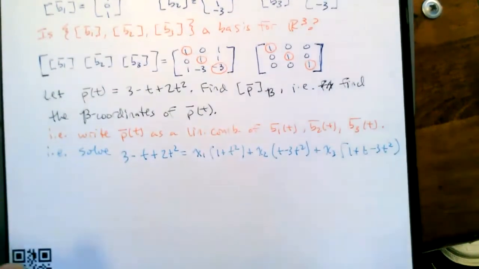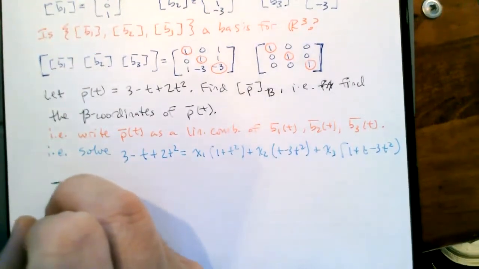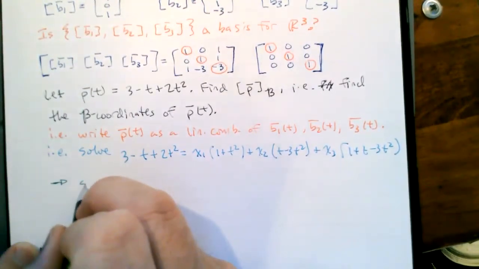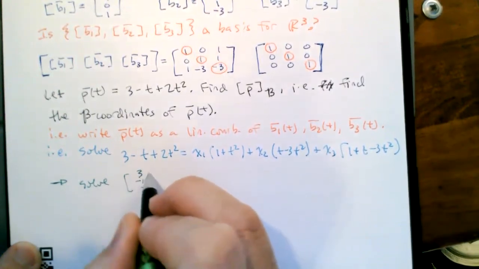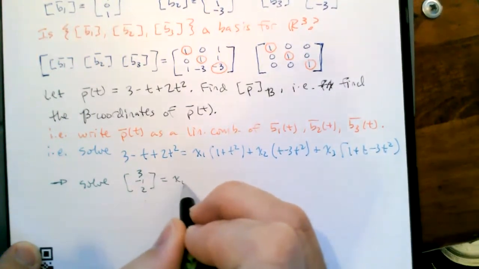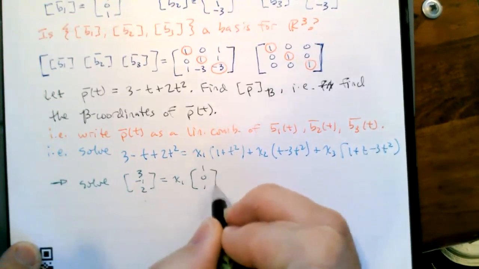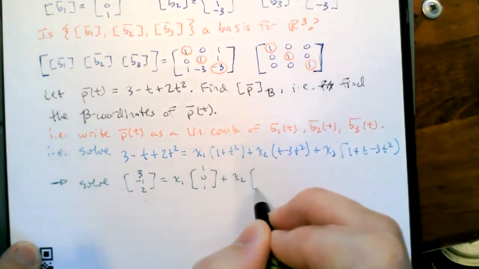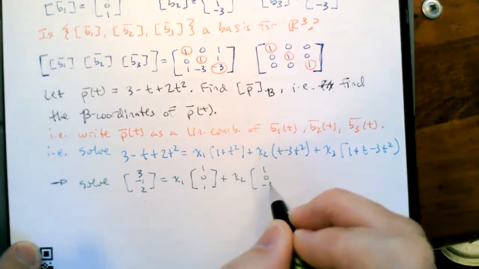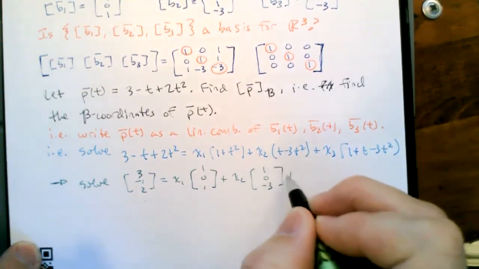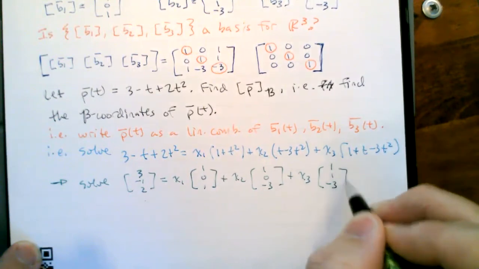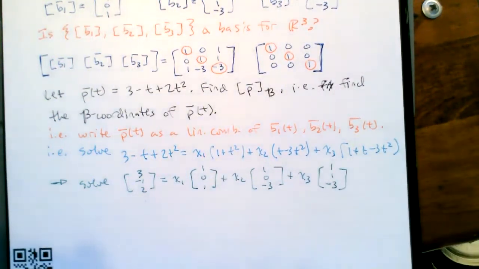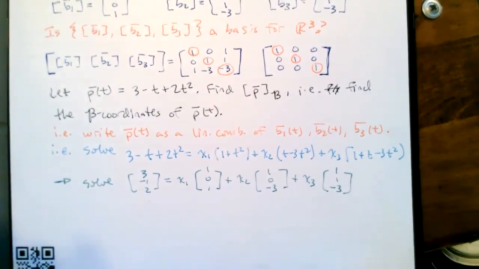So in coordinates, we want to solve (3, -1, 2) is x1 times (1, 0, 1) plus x2 times (1, 0, -3) plus x3 times (1, 1, -3). Because I want to write P as a linear combination of B1, B2, and B3.